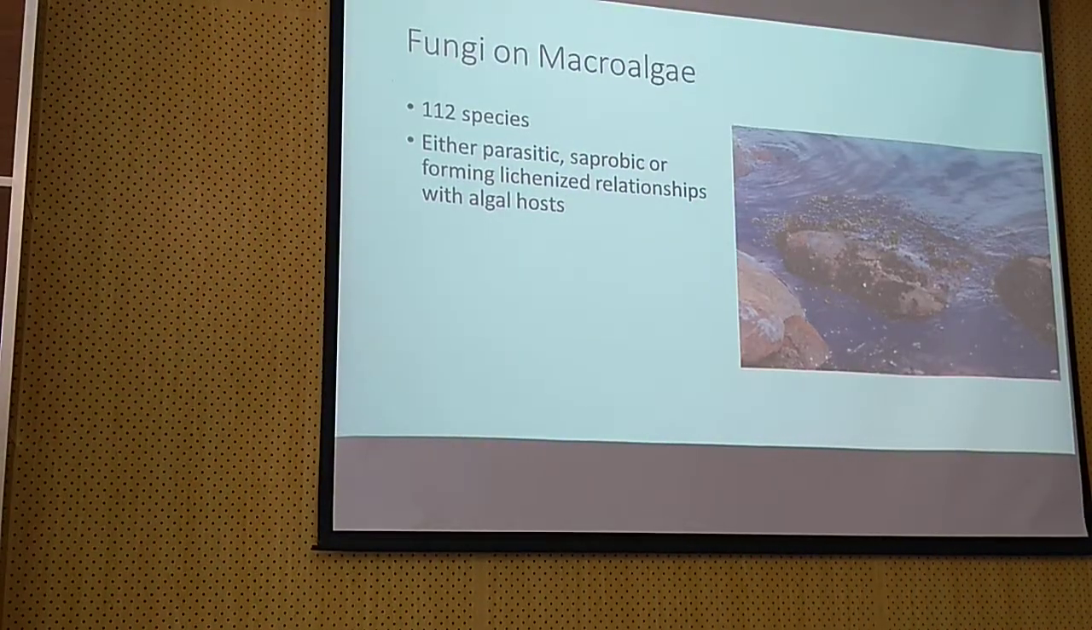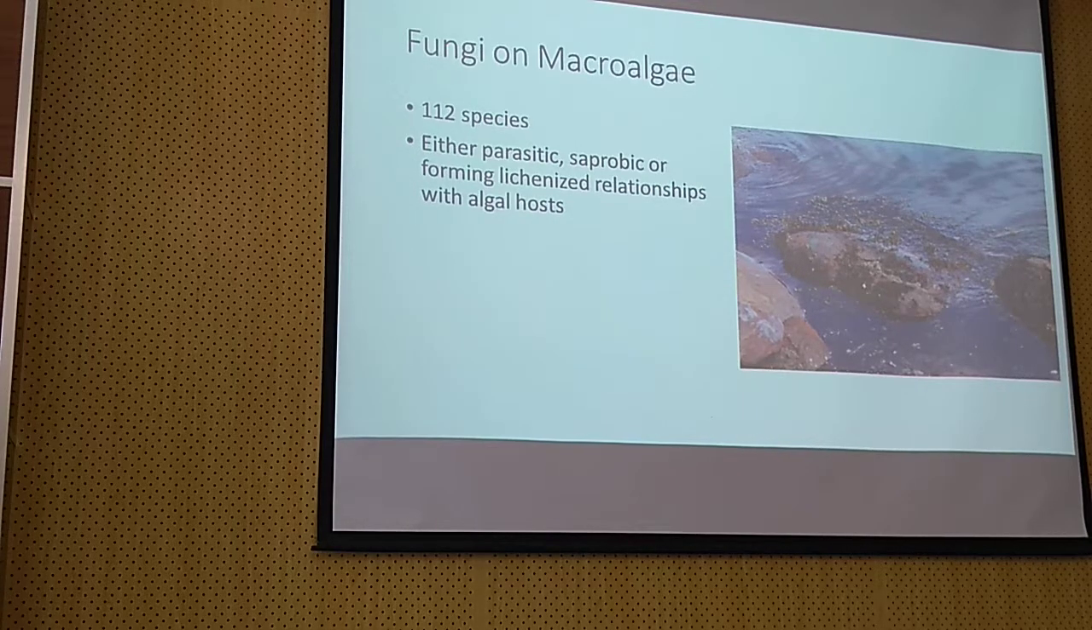But of course, there are a lot of fungi associated with macroalgae. This is Fucus, and I'm sure you have Fucus here as well. This is a brown alga. There have been over 100 species described from macroalgae, and you can find them forming either parasitic, symbiotic, or saprobic relationships with their substrates.